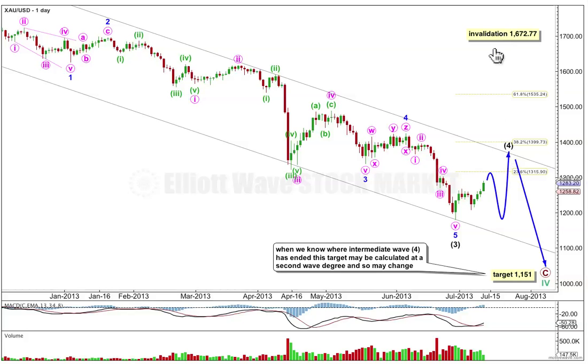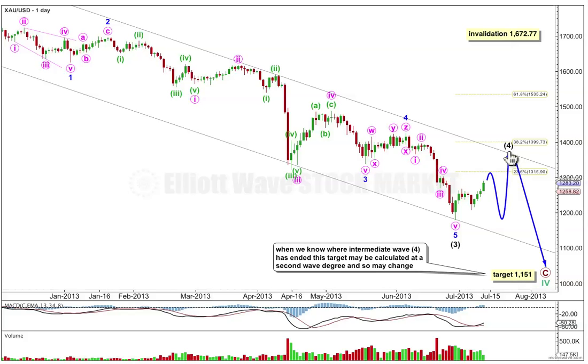Intermediate wave 4 may not move into intermediate wave 1 price territory. Movement above 1672.77 will invalidate this wave count. At this stage, the target for primary C will remain the same. It will reach 1.618 the length of primary A at 1151.